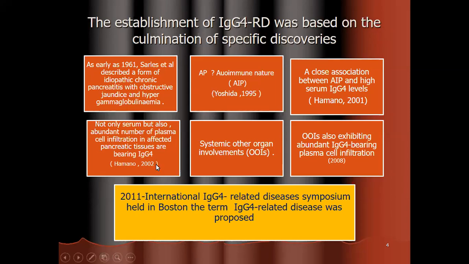Then in 2002, they noticed that not only IgG4 in serum, but also plasma cell infiltration in the affected tissue are positive for IgG4. Later on, multi-system affection, other organ involvement, was recognized by the end of the first decade of the 21st century. That's why in 2011, the International IgG4-related disease symposium held in Boston suggested the term IgG4-related disease as a multi-system disease rather than autoimmune pancreatitis.